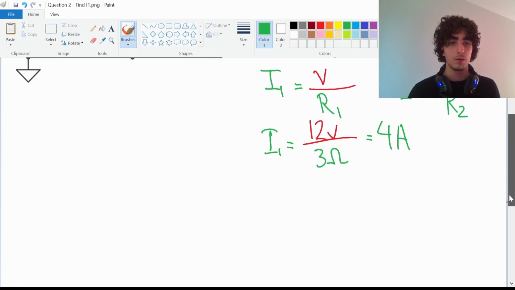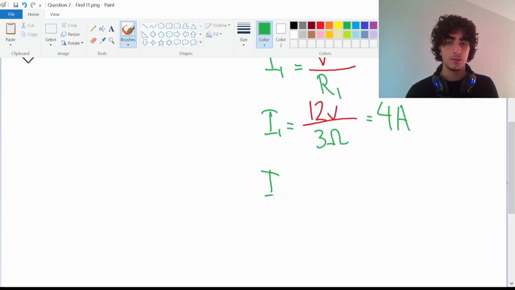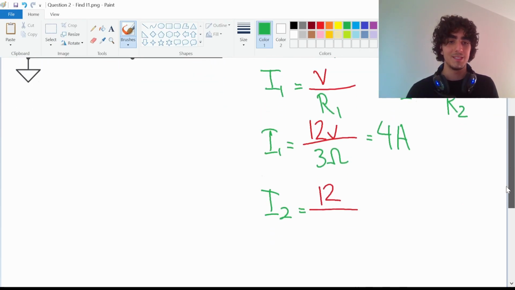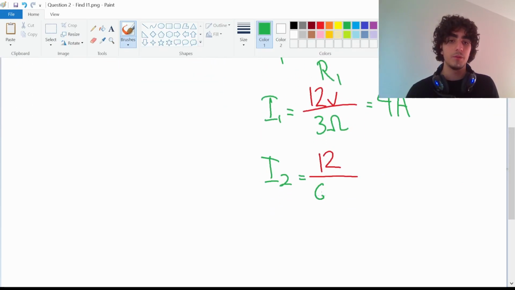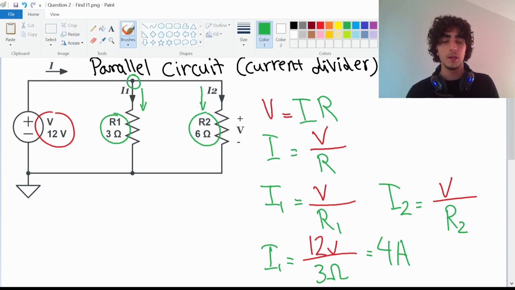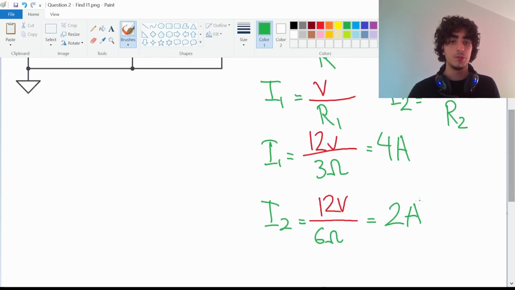And then let's see what current 2 is. So current 2 is going to equal still 12 volts over, and then what is the resistance of resistor 2? It's going to be 6 ohms. So it'll be 12 divided by 6 ohms. And this will equal 2 amps. So the current going through resistor 2, aka current 2, is going to be 2 amps.